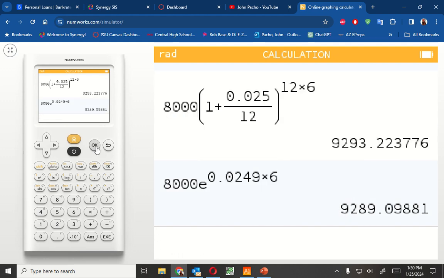And now this one's going to be 9289.1. Because this 9 over here, the 8 makes the 9 become a 10, right? So this 09 becomes 10. And it's always money. So 9289.10.